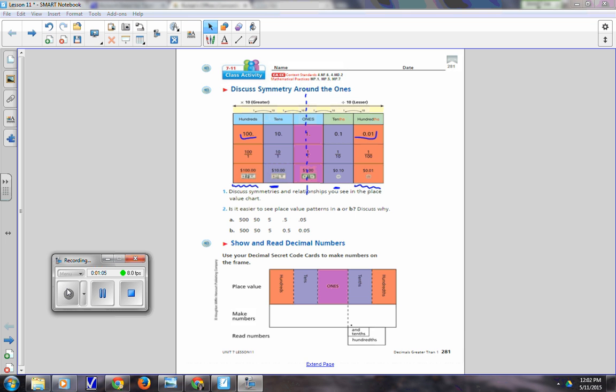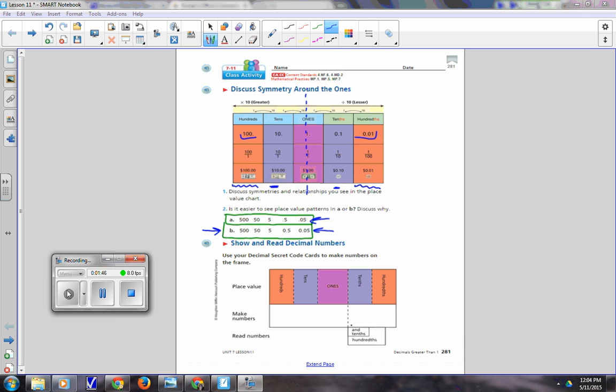So, is it easier to see place value patterns in box A or in box B? Go ahead and take a look at those for a second and think about what patterns you are actually seeing. They're exactly the same numbers. The only difference is that you have zeros before the decimals in B and no zeros before the decimals in A. The easier one to see the place value patterns is definitely B.